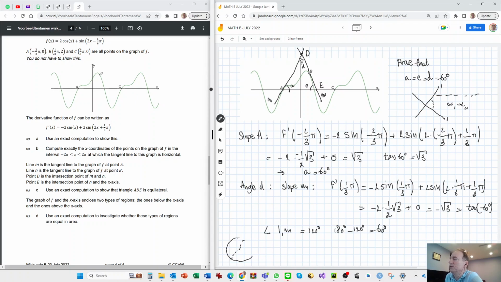So the angle D is 60 degrees. And with that, you have proven that this triangle has to be equilateral.